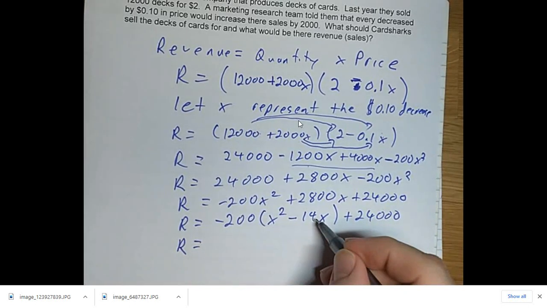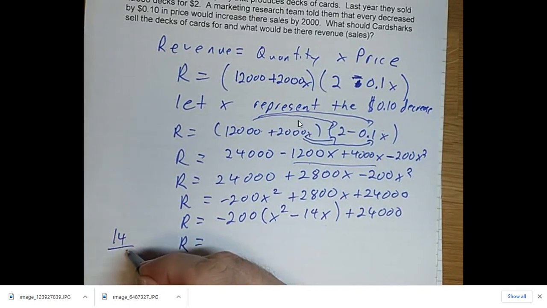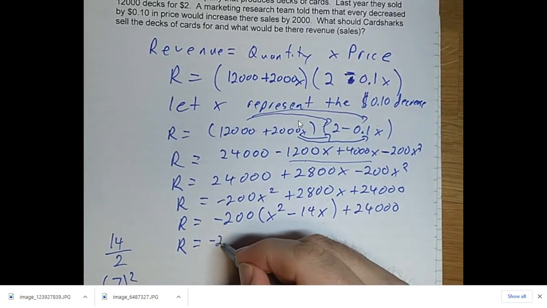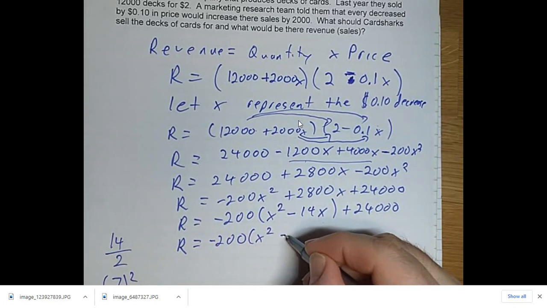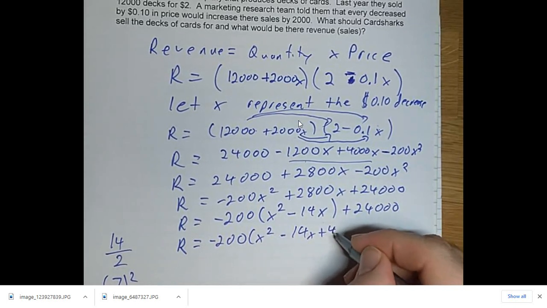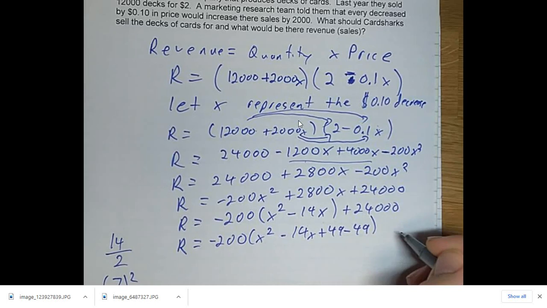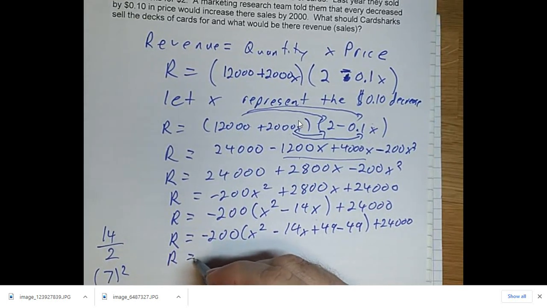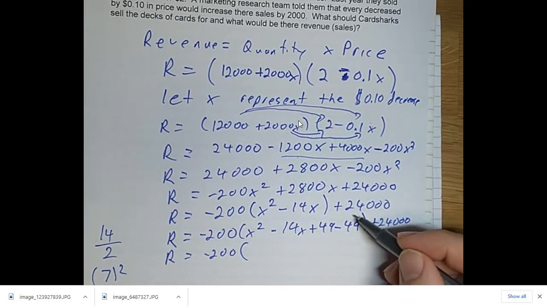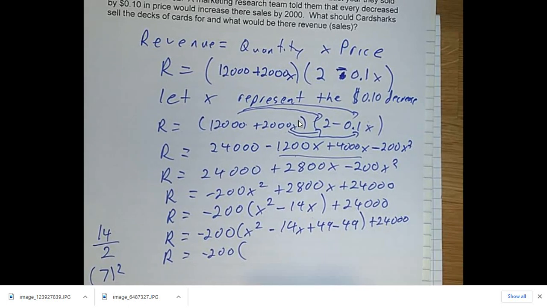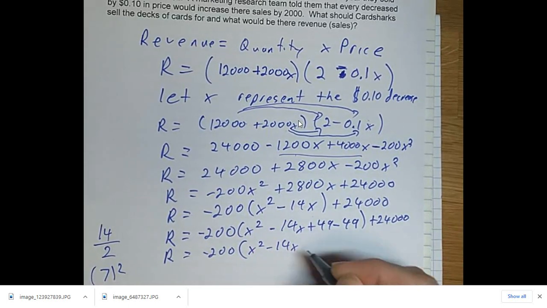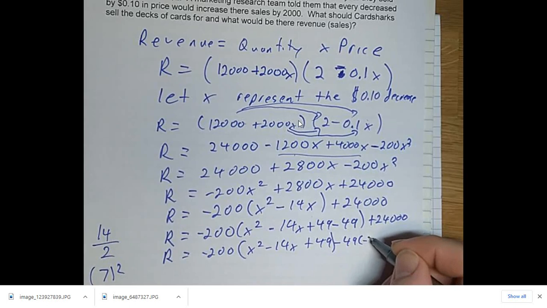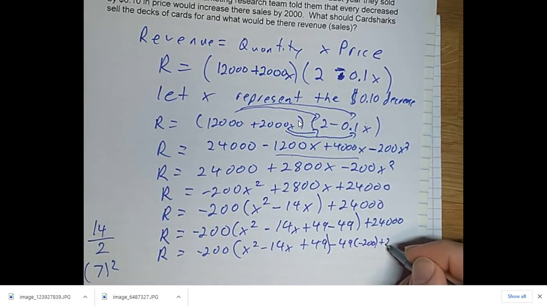So take the 14, I'll put on the side here. 14 divided by 2 is 7. And then we square it, so we get 49. So we're just completing the square. So minus 200, x squared minus 14x plus 49 minus 49, plus 24,000. Okay, on the next line, we're going to take the negative one out. We don't want this negative one, we're going to take it out. So you get x squared minus 14x plus 49. We take it out, minus 49 times negative 200. And we're going to add the 24,000.